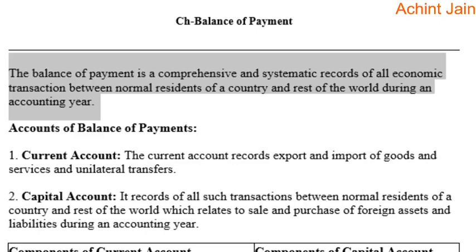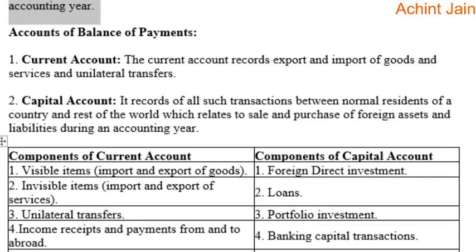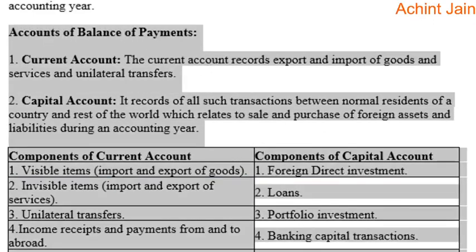Now we will go with the components of BOP. If we talk about the components of BOP, we have mainly two components. One is the current account and the next one is the capital account. First we will discuss the current account. The balance of payments current account is a statement of actual receipts and payments relating to export and import of goods and services and unilateral transfers during a given period of time.